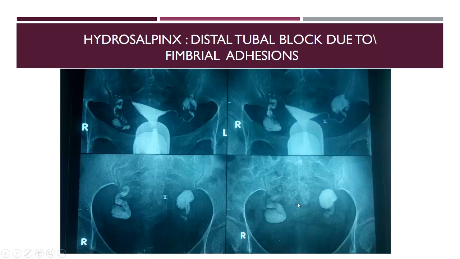Another case, here is the fallopian tube, but it starts to dilate, and persistent contrast is seen in the control film. So this is hydrosalpinx, bilateral hydrosalpinx. There is no spill at all, so they are blocked tubes. Distal tubal block due to fimbrial adhesions.